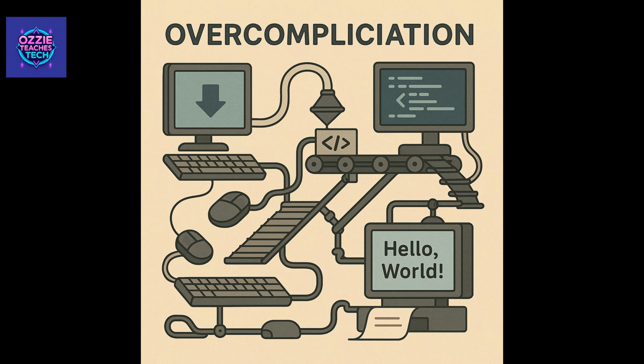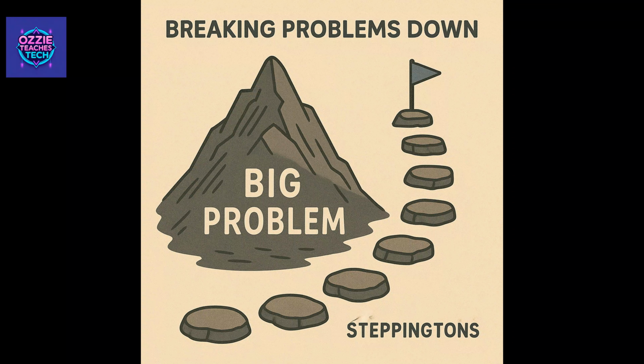Second struggle, not breaking down problems. You look at a question and your brain just freezes. The problem feels too big, too complex, or too overwhelming. Here's a simple fix. Ask yourself, what's the absolute first thing this algorithm needs to do? Then, what's the next thing? Build up piece by piece. Every complex algorithm is just simple steps combined.